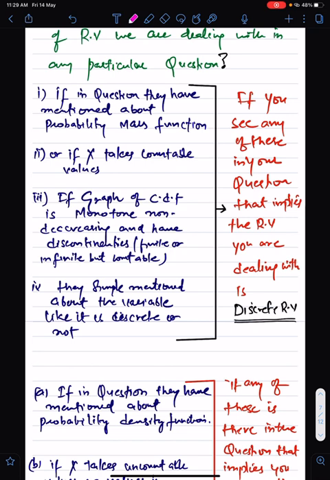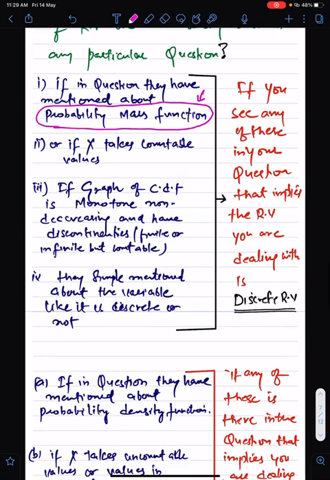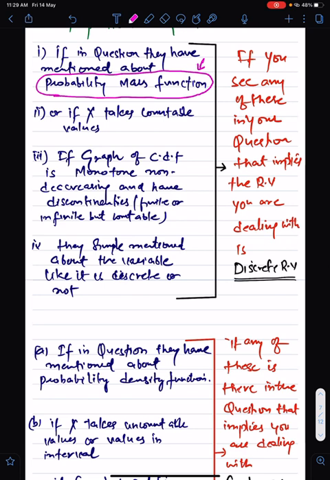In any question that you deal with, if they have mentioned anything about a probability mass function, then that means you are dealing with a discrete type random variable. Or if the probability mass function is defined, but they have not said it in this way, they say the distribution function of the random variable x is this, but x takes values 0, 1, 2, 3 and so on. If this kind of thing is there in the question, then x is taking countable values, so you will say your random variable is a discrete type random variable.